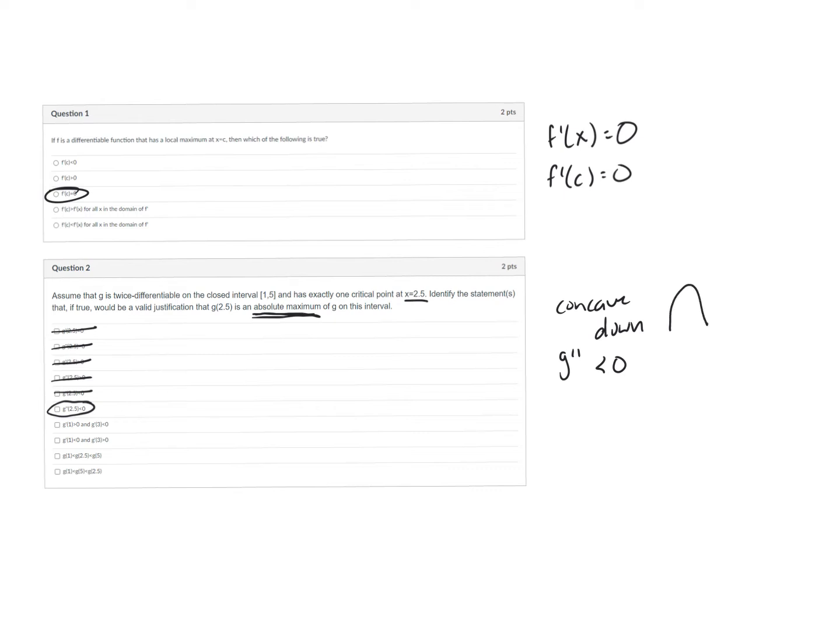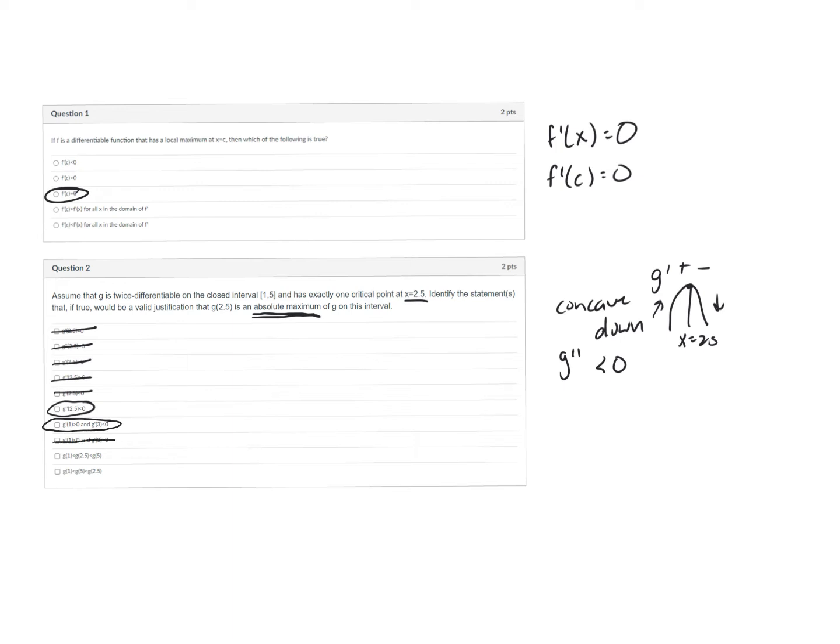For that downwards concavity, we know that g in general is going to be increasing and then decreasing to form that sort of concavity. So that means that g prime is going to be positive and then negative. If we're around this point, x equals 2.5, then g prime of 1 is going to be positive, and g prime of 3 is negative. 1 is before 2.5 and it's going to be positive. Anything after 2.5 is going to be negative. So this will also be one of our answers here.